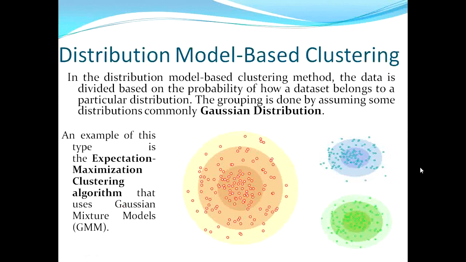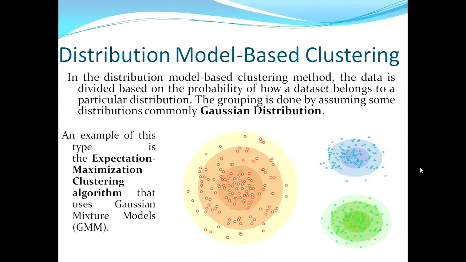Okay, so the distribution model-based clustering. In this method, the data is divided based on the probability of how a dataset belongs to a particular distribution. The grouping is done by assuming some distributions, commonly Gaussian distribution. An example of this type is the expectation-maximization clustering algorithm that uses Gaussian mixture models, or GMM.